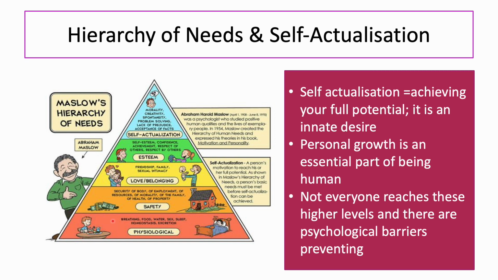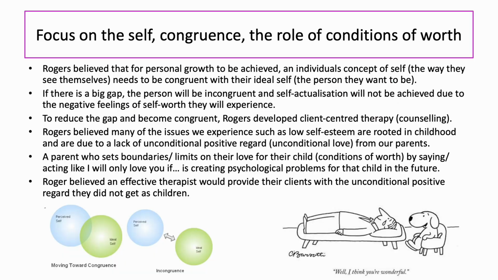Once you've completed the stage, you can progress to the next one and the next one until you self-actualize, which is every human's desire, according to Maslow. And that everyone is born with this idea to be the best they can be and want to be the best they can be. We'll revisit that when we evaluate this approach. So we now move on to the focus of the self, congruence, and the role of conditions of worth.